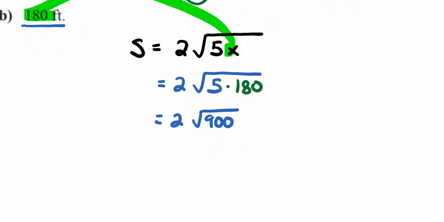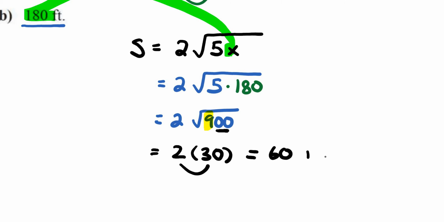And the square root of 900, we've also seen that before on our previous question. Well, the square root of 9 is going to be 3. And since we have 2 zeros, that means the square root of that will have just 1 zero. So 2 times 30 is going to be 60. So the vehicle was going 60 miles per hour.